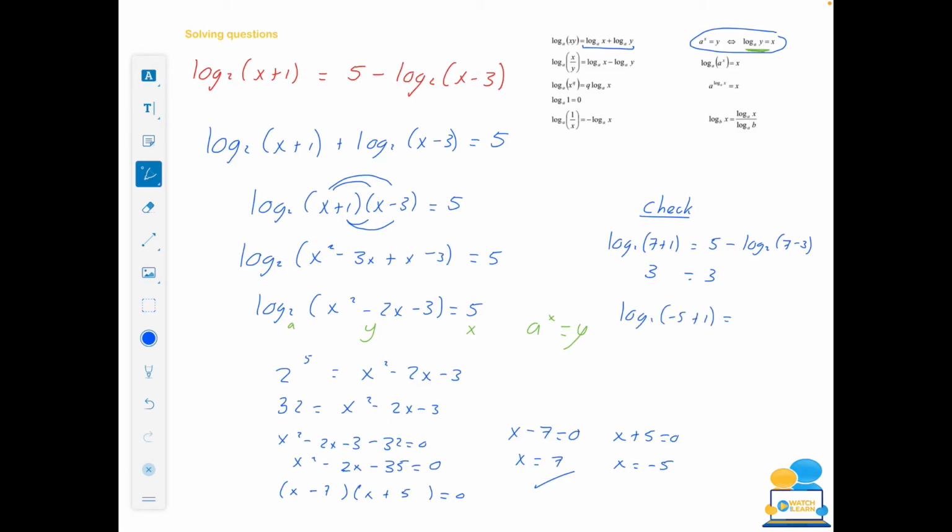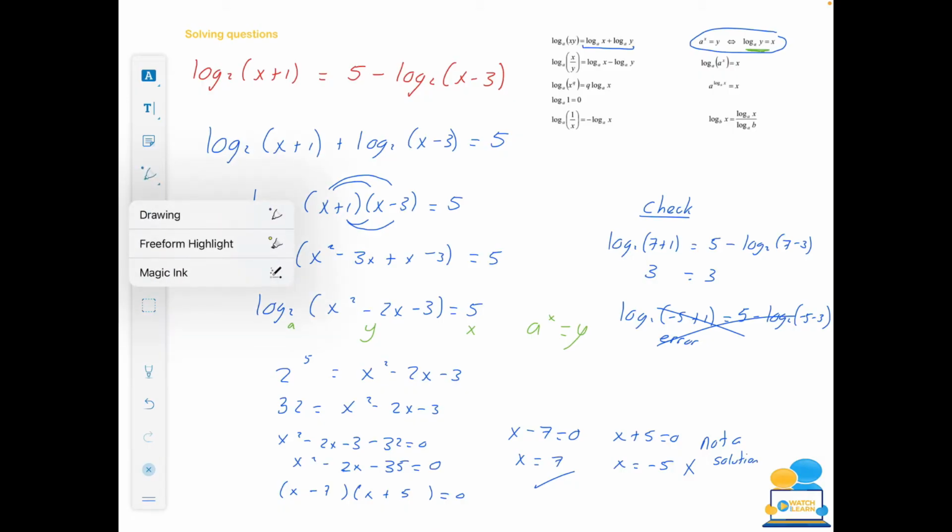Now, I'm going to try the other one. So log to base 2 of minus 5 plus 1 is equal to 5 minus log to base 2 of minus 5 minus 3. Okay, now I'm going to try and put that into my calculator. So log to base 2 of minus 5 plus 1. When I try and put this into my calculator, I get an error. Why do I get an error? It's because you can never have a negative number inside the log. Minus 5 plus 1 gives me minus 4. Can't get the log of a minus number. So basically what we need to do is cross this out and mark it as not a solution.